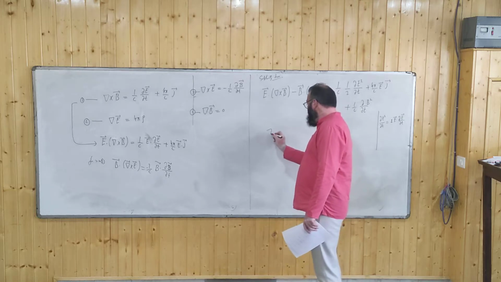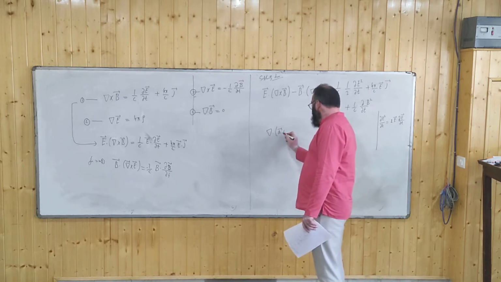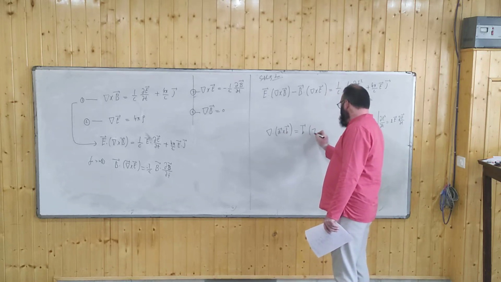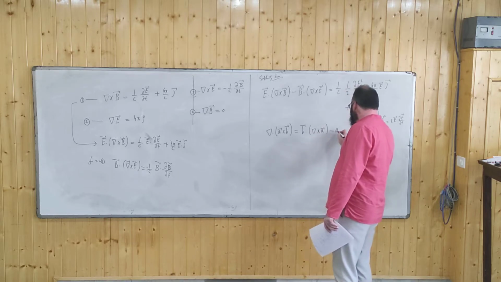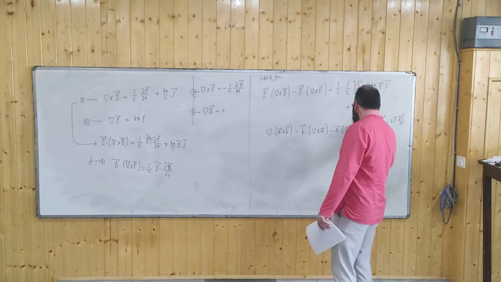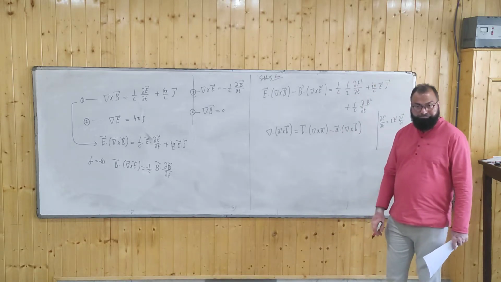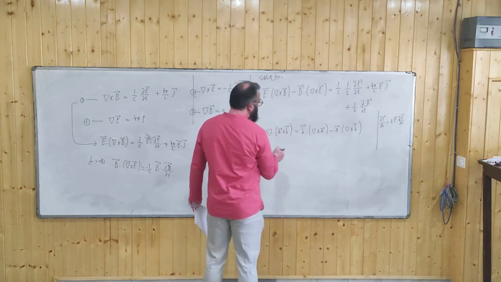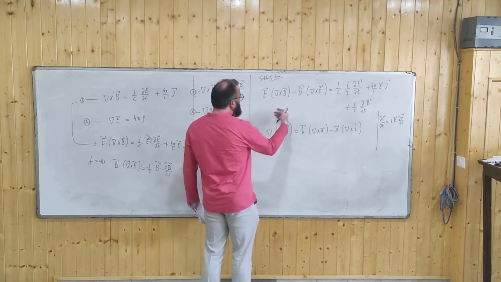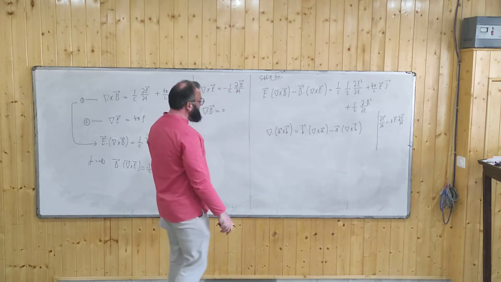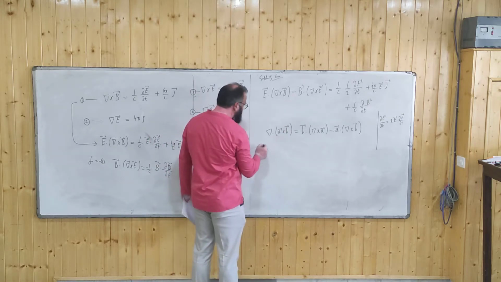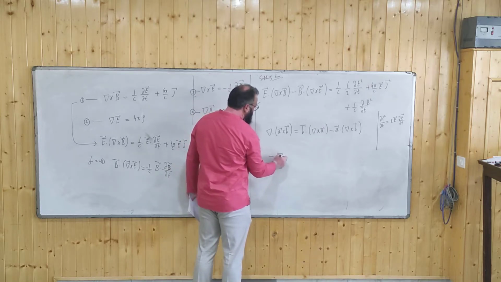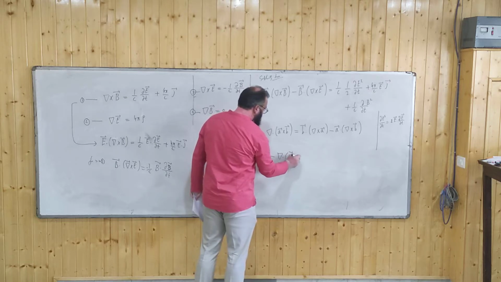There is an identity for divergence of A cross B. Let's use this identity. It is B dot curl of A minus A dot curl of B. This is a standard identity. Now let's apply it here. Let's take E to be A and B to be B. So there is a minus sign, and this equation yields me minus times del dot E cross B.